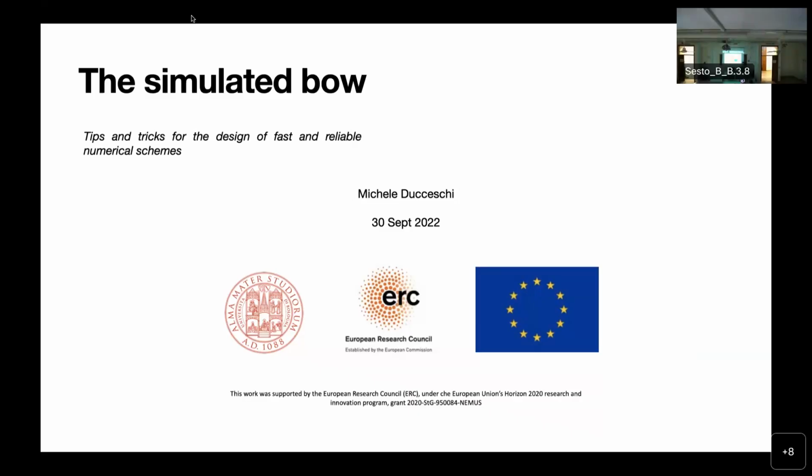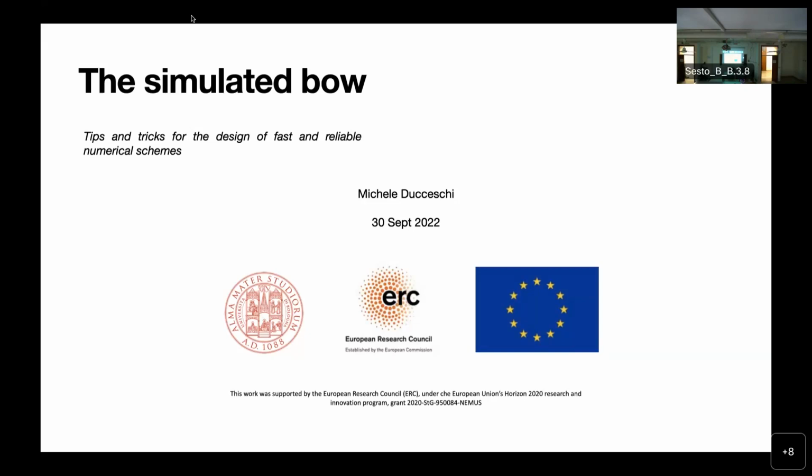So today we're going to talk about the simulated bow. Obviously, here we are in the city of the violin, so I think the topic is appropriate. We're going to review a bit of the physics of bow motion, and then the core of today's talk is going to be tips and tricks for the design of fast and reliable numerical schemes.